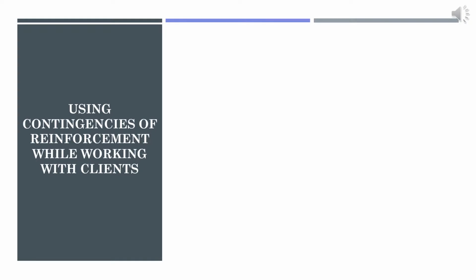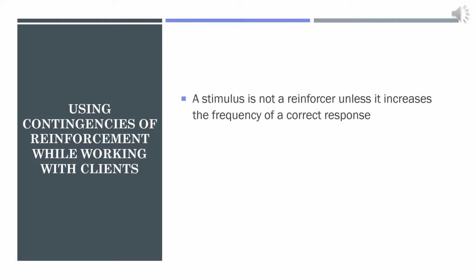It is important to understand contingencies of reinforcement, as it affects how we interact with and work with our clients. It is important to know the difference between a reinforcer and a stimulus that does not act as a reinforcer. A stimulus is not a reinforcer unless it increases the frequency of the response that it follows. If you are presenting a stimulus following a response, and the response frequency does not appear to increase or maintain, it is likely that you do not have a true reinforcer.